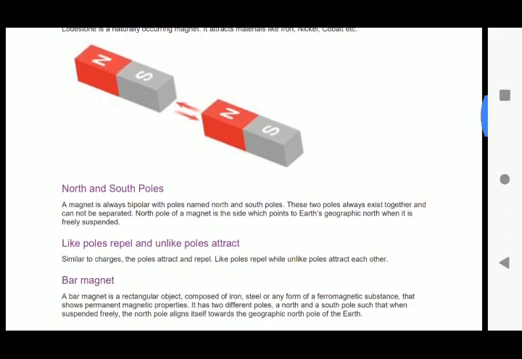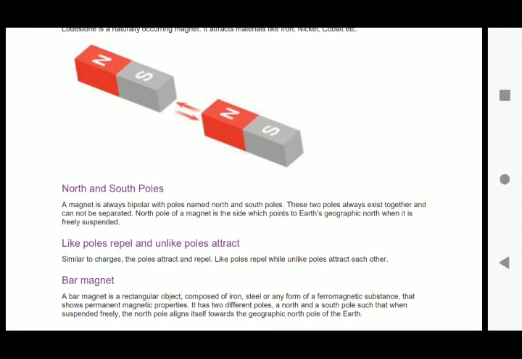Now, what are the properties of a magnet? The first property is that a freely suspended magnet always shows the north-south direction. The north pole of the magnet is the side which points to Earth's geographic north when it is freely suspended.